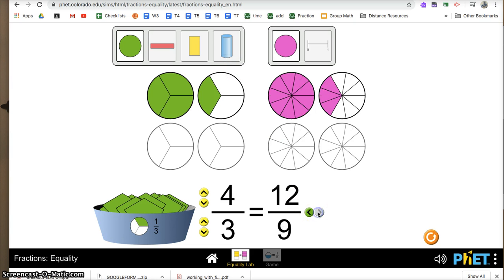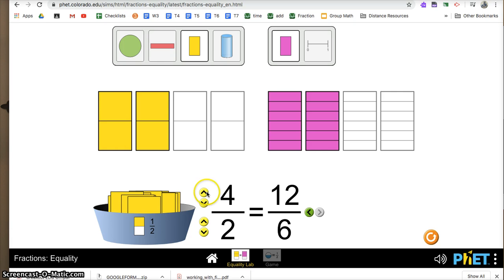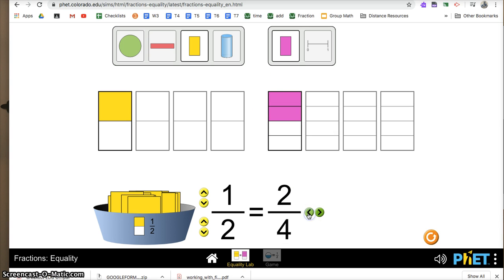And if I made this into ninths, the same amount of shading stays, it's just the numbers and the amount of pieces change. For me, I personally find it easier to see with the rectangles. I can line it up a lot easier. So if I took away there, 1/2 is the same as 3 sixes, or 2/4.